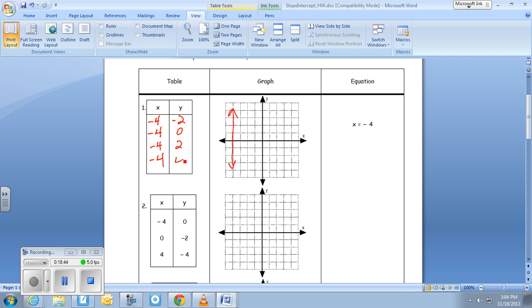Doesn't matter what the y is. X is always a negative 4. And that's what that would look like.